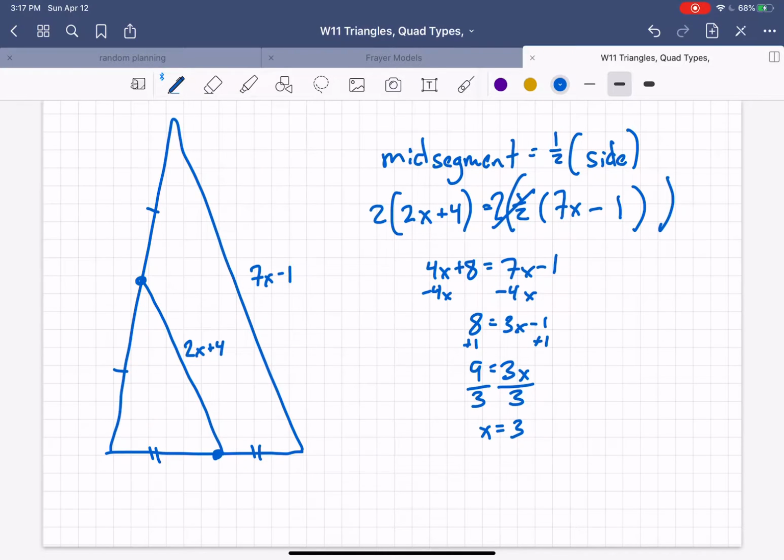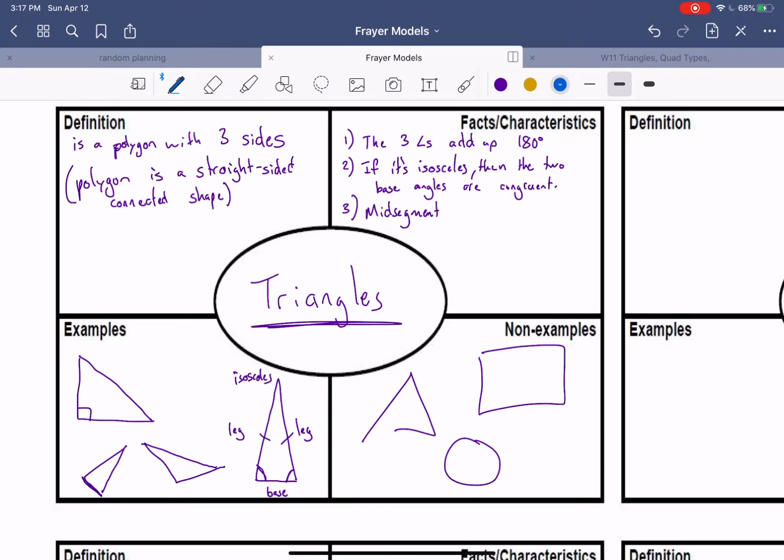I'm not done. I need to plug it back in, right? 7 times 3 minus 1. 21 minus 1 is 20, so the whole side is 20. 2 times 3 plus 4, 6 plus 4. The mid-segment is 10, and we can check. 10 is half of 20, so we used our new property correctly.